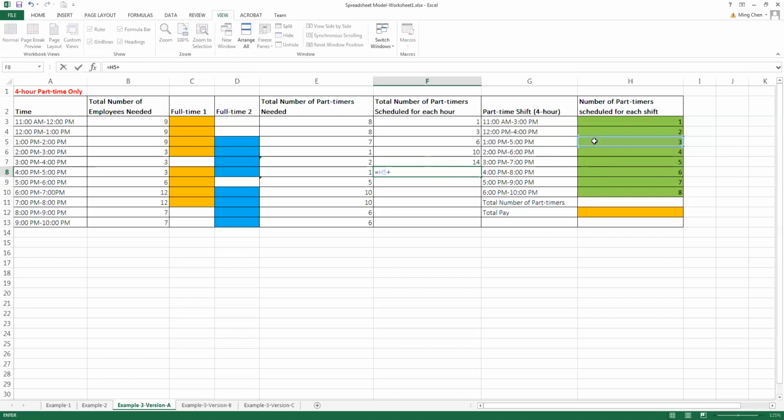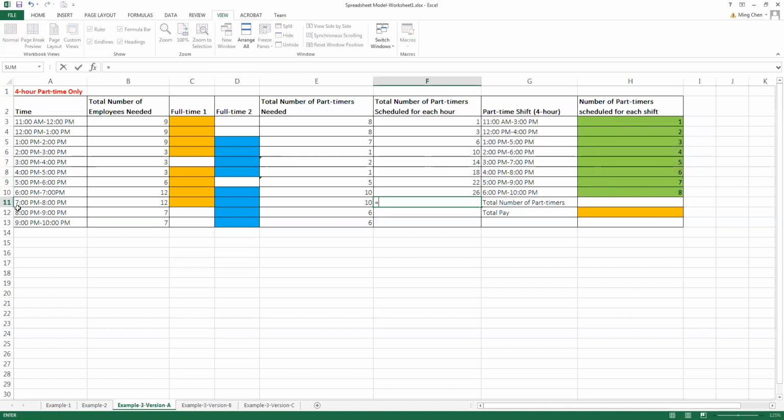So this will be H5 plus H6, H7 plus H8. The next one will be H6, 7, 8, 9. Next one will be 7, 8, 9, 10. Next one is a little bit different.